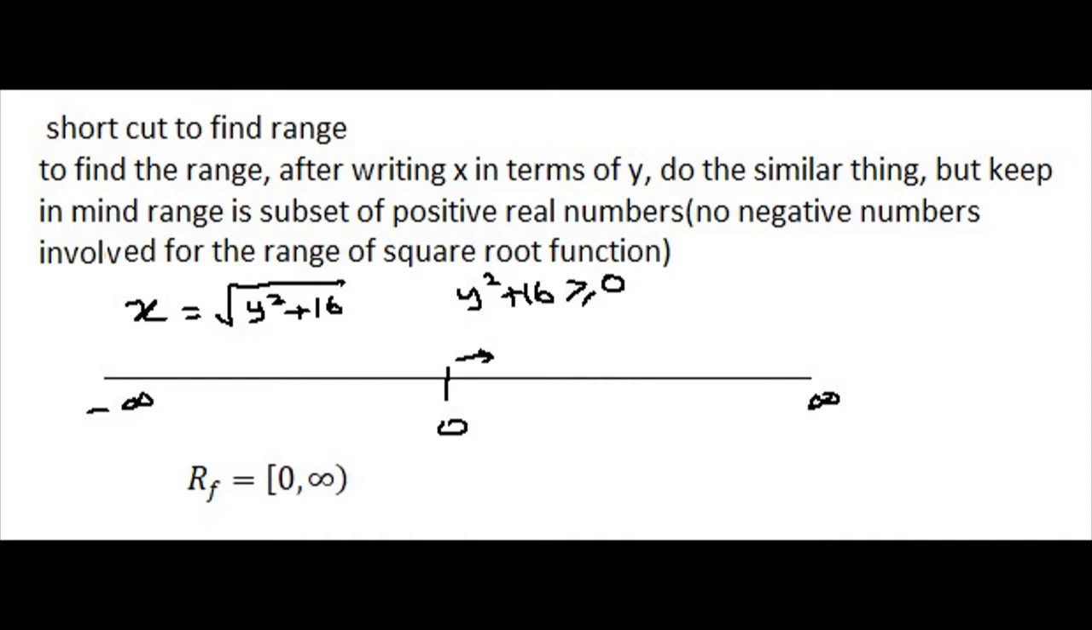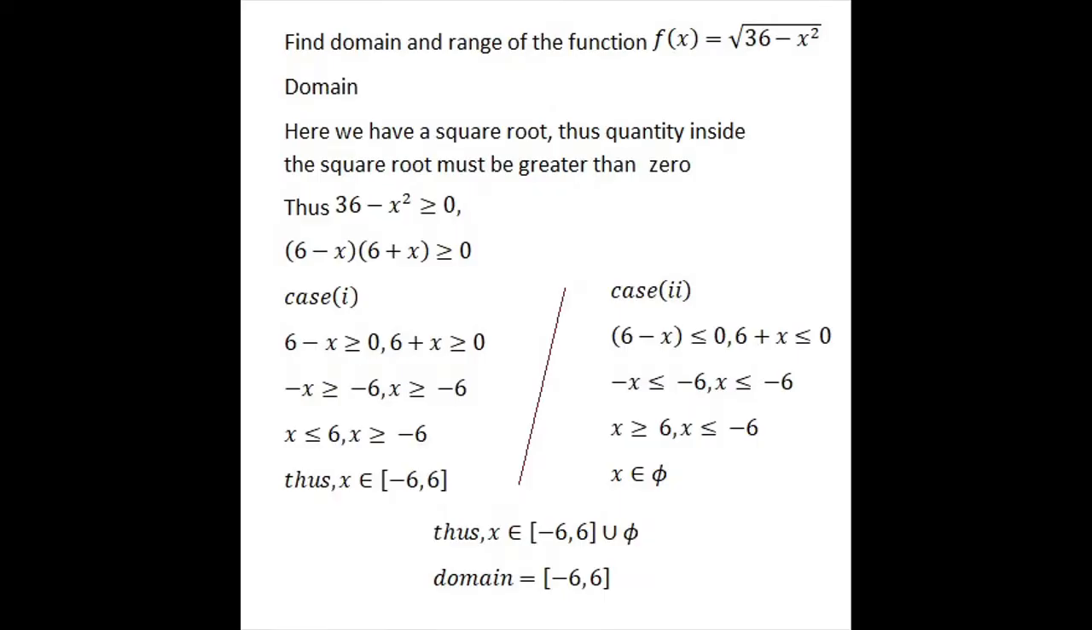When x is equal to root of y square plus 16, that is what we got. Then y square plus 16 is obviously greater than 0, because y square is greater than 0. So y can take any value, anywhere, all the values. But already we knew that y is always a subset of positive real numbers. So 0 to infinity, every value to be taken. So the range of the function is 0 to infinity.